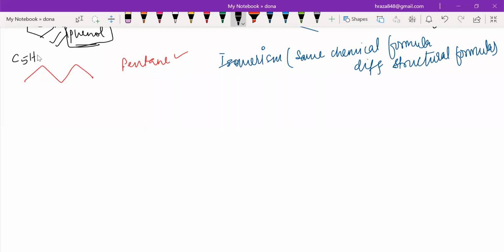It has the formula C5H12. So I'm going to write it like this. This also has the same formula. I'm going to write it like this. This also has the same formula, but you can see the structural formula is different, right? Yes, sir.